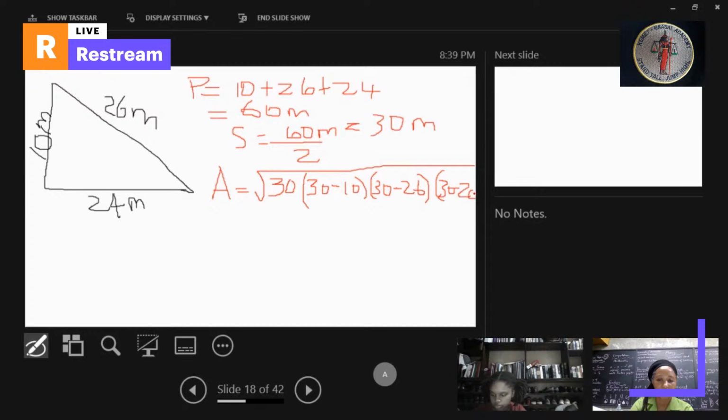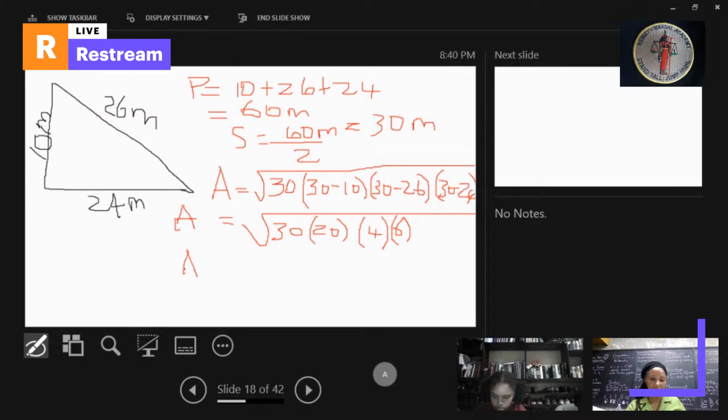Okay, so let's work those out. So the area would be the square root of 30 times 20 times 4 times 6. All right, and that gives what?